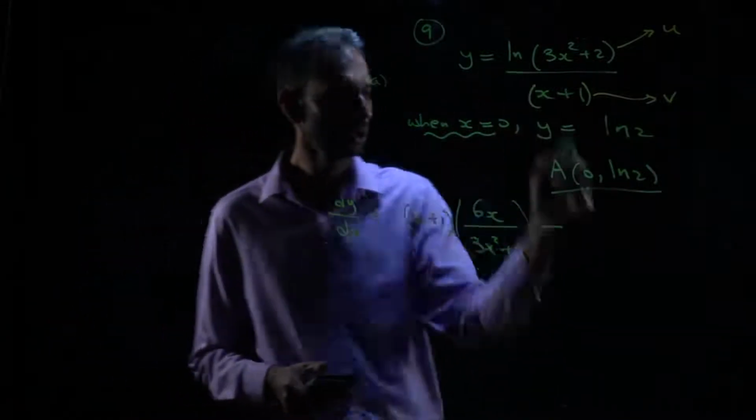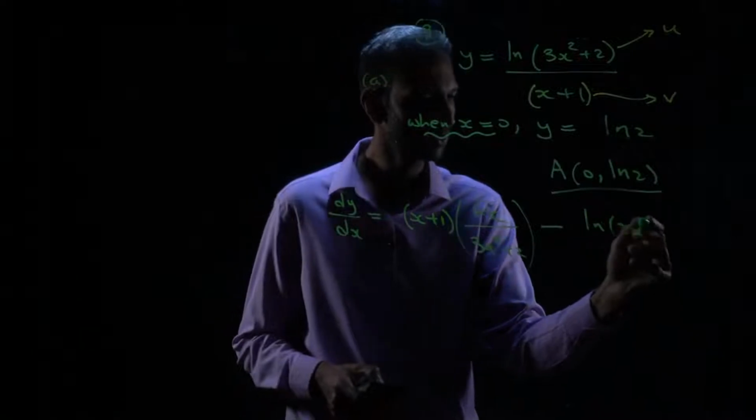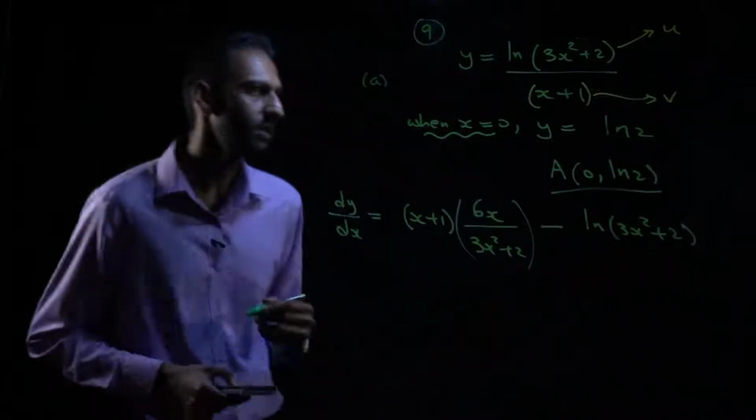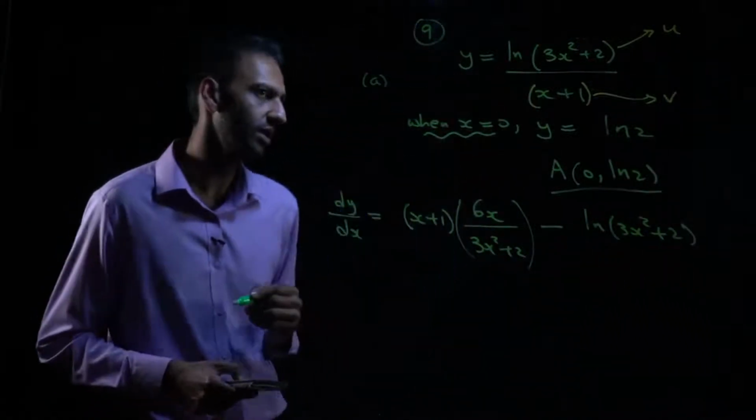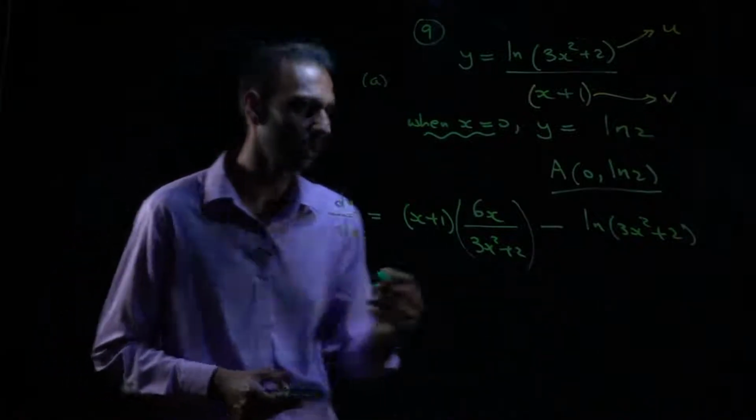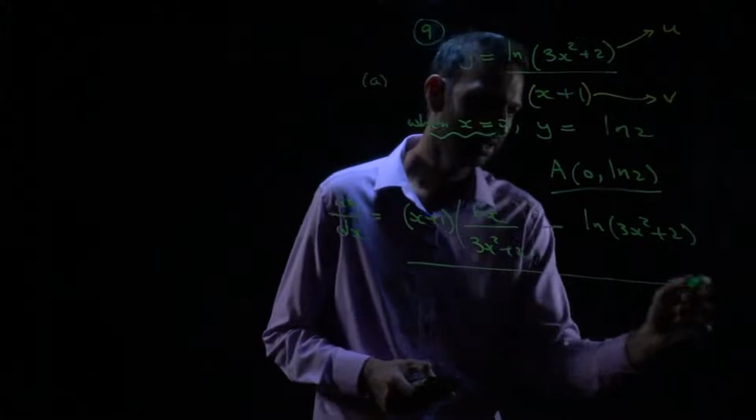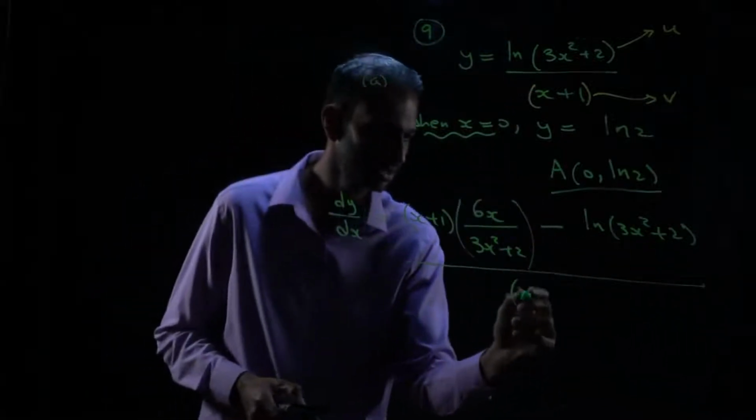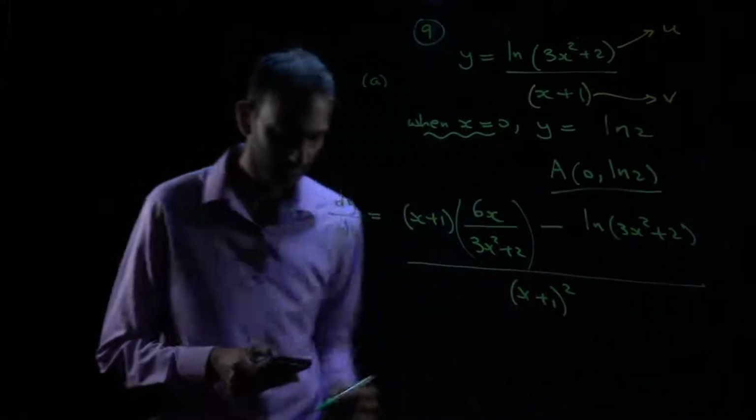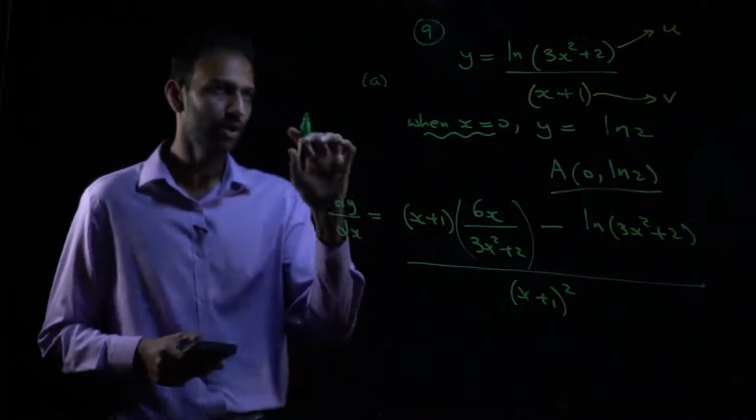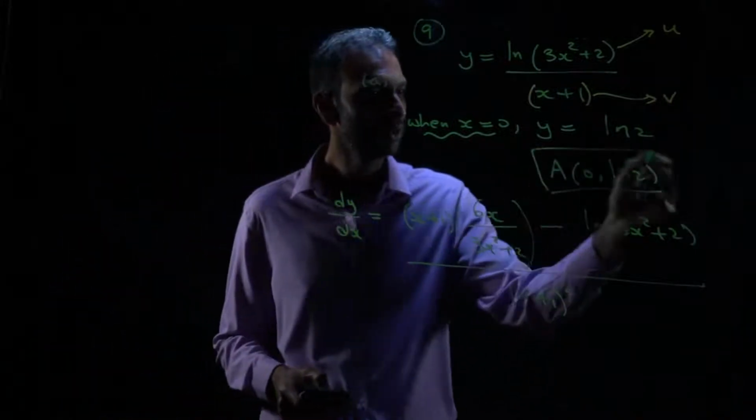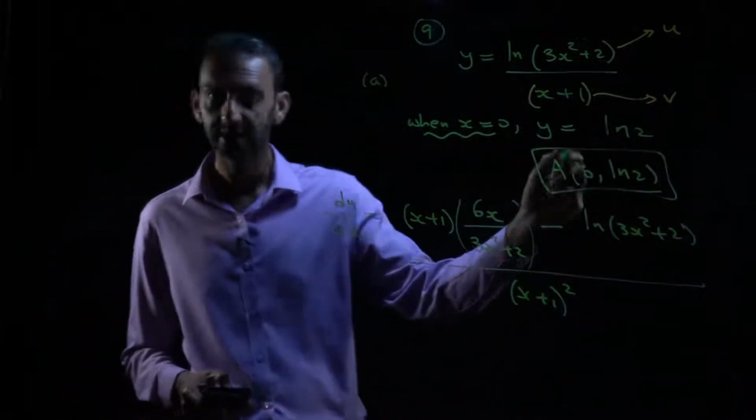Minus u, which is ln of 3x squared plus 2, differentiation of dv by dx, which is 1. So I'm not going to write the 1 because it's multiplied by 1. Divide by v squared, which is x plus 1. The point A is (0, ln 2), and the normal is at this point.